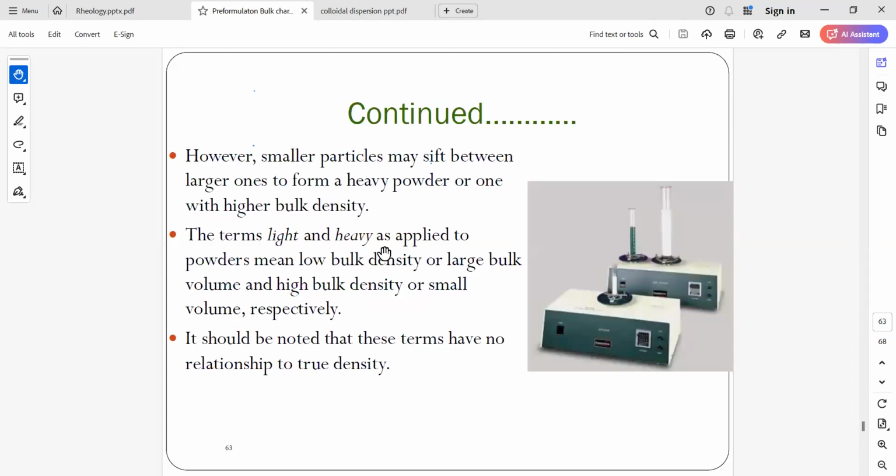Then we have tap density. Tap density means simply we take the powder into a measuring cylinder. We put that measuring cylinder on a tapping apparatus, which taps the cylinder, and after some number of tappings, we get a density, and that density will be tap density. Because of tapping, the interparticular void space will be excluded or removed. So that density we get is tapped density.